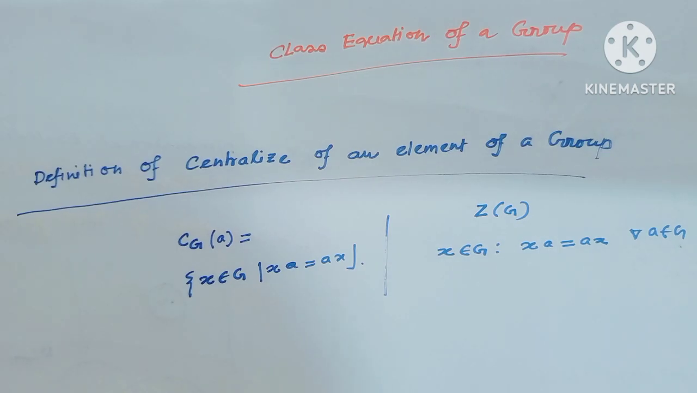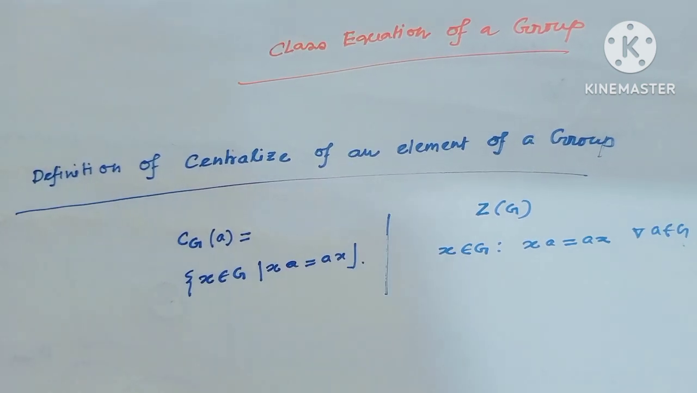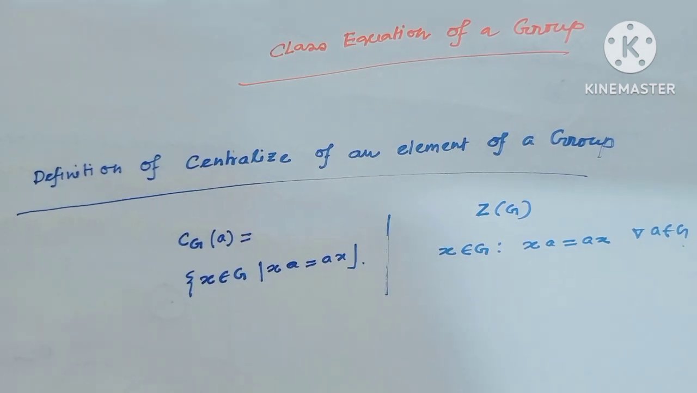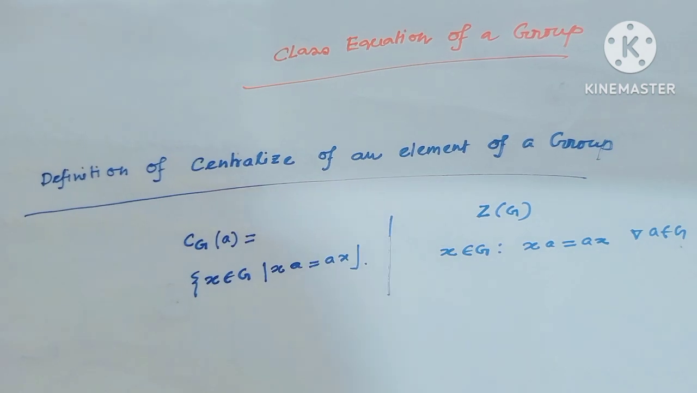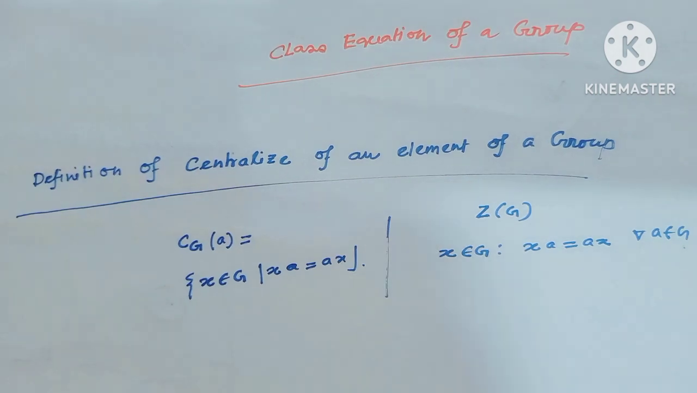Welcome back. Today's goal of this lecture: today I will see the class equation of a group. Class equation of a group means actually the partition of a group. How many partitions of a group exist? There exist many rules which I have discussed in my previous video. Today I will discuss briefly.